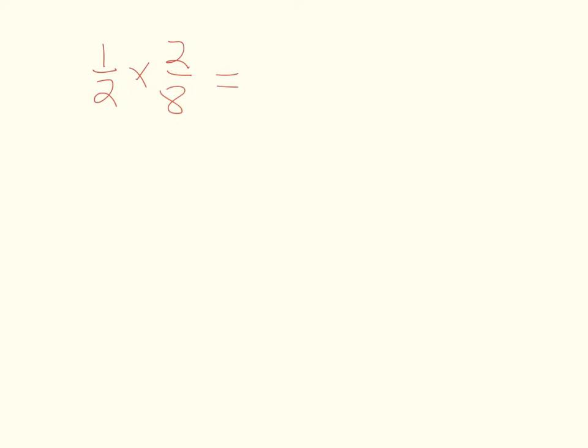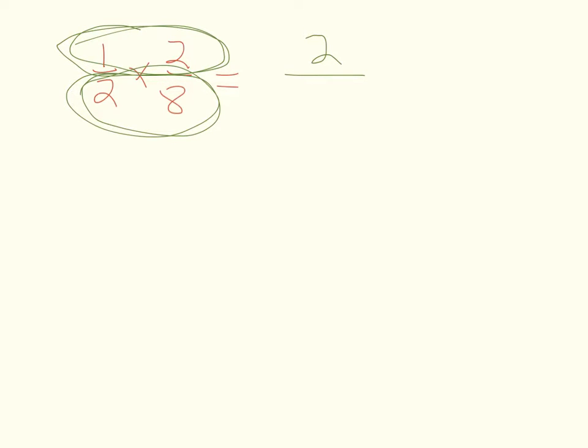So here I have 1/2 times 2/8. In multiplying fractions, we're just going to multiply across. So what I mean by that is we're going to take our numerator to numerator and we're going to multiply. So 1 times 2 is 2. And we are going to take our denominator and our denominator and multiply those two numbers together. So 2 times 8 is 16.